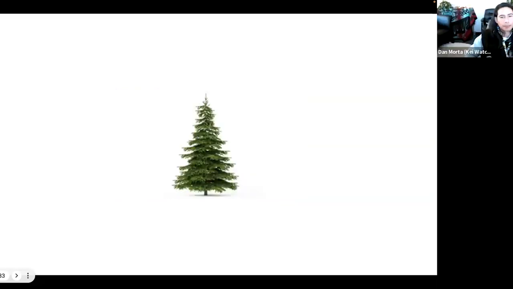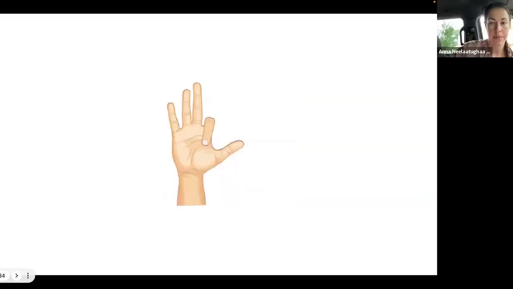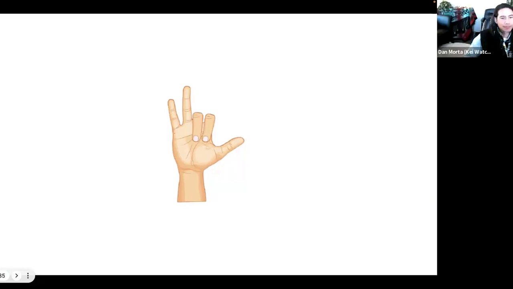Do you know which one's up and which one's down? Yeah, in these pictures, down is the count. Okay, so what's this one? Good.